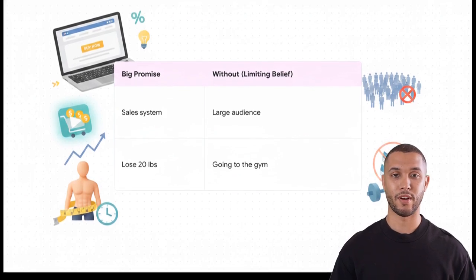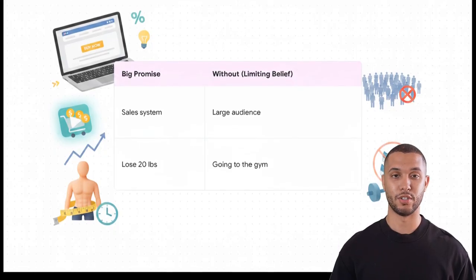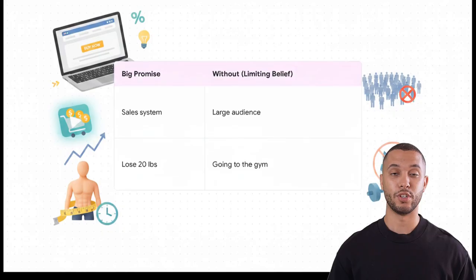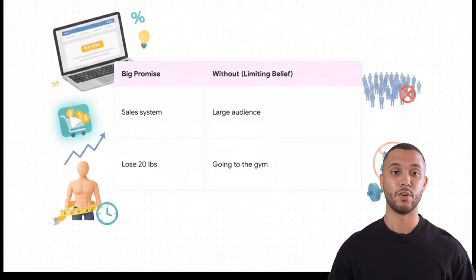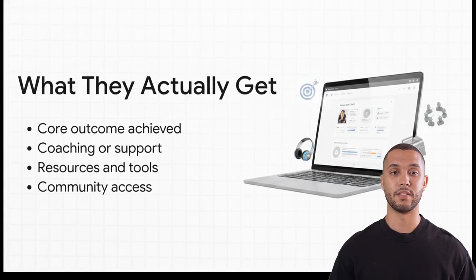Then, just below that powerhouse hero section, you're going to briefly list out what they are actually getting, just to remove any lingering friction. You'll list the core outcome or module achievement, any access to coaching or support, the specific resources and tools provided, and community access. That builds instant clarity.